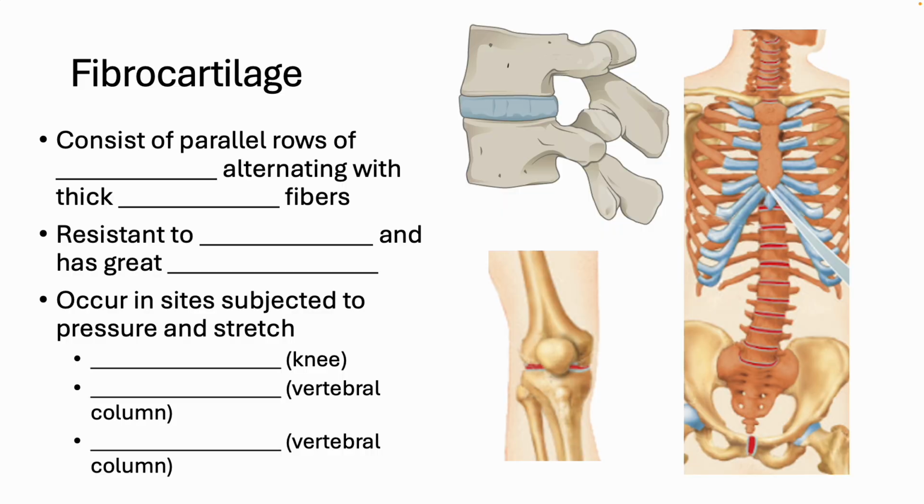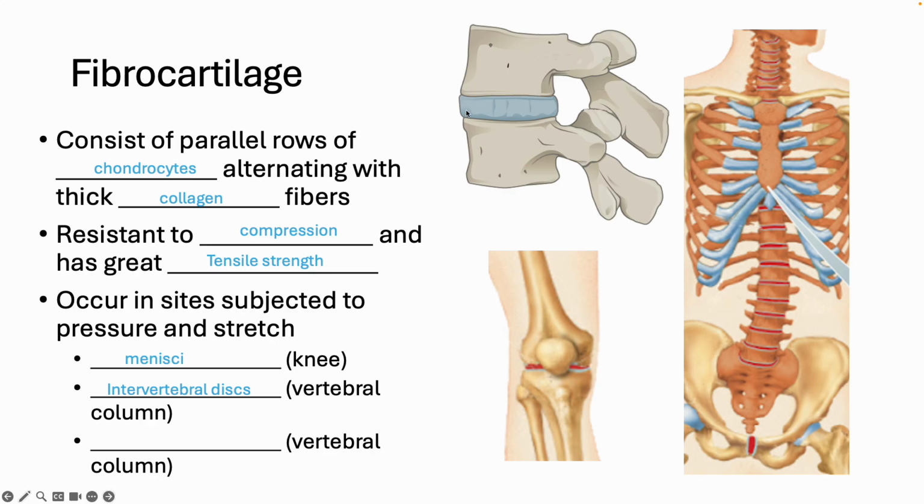The last type of cartilage is the fibrocartilage. This is going to consist of parallel rows of chondrocytes alternating with thick collagen fibers. Fibrocartilage is going to be resistant to compression and also have great tensile strength. So that means it's going to occur in sites that are subjected to pressure and stretch. So you find it in the meniscus of the knee. You also find it in your intervertebral disc.